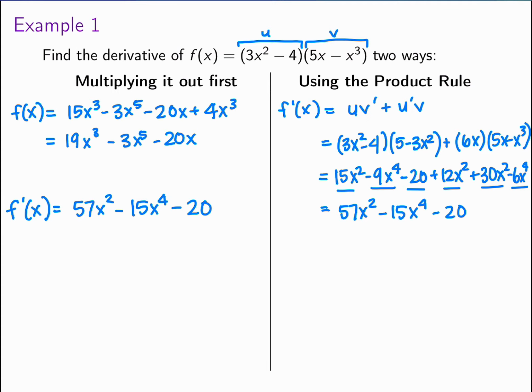And so notice in either case, whether I multiply this function out first or if I use the product rule, I'm going to end up with the same derivative. And that should happen always. All of our rules should be consistent with each other. If you can find a derivative in more than one way, you should find the same derivative both times. All right, so let's look at another example.